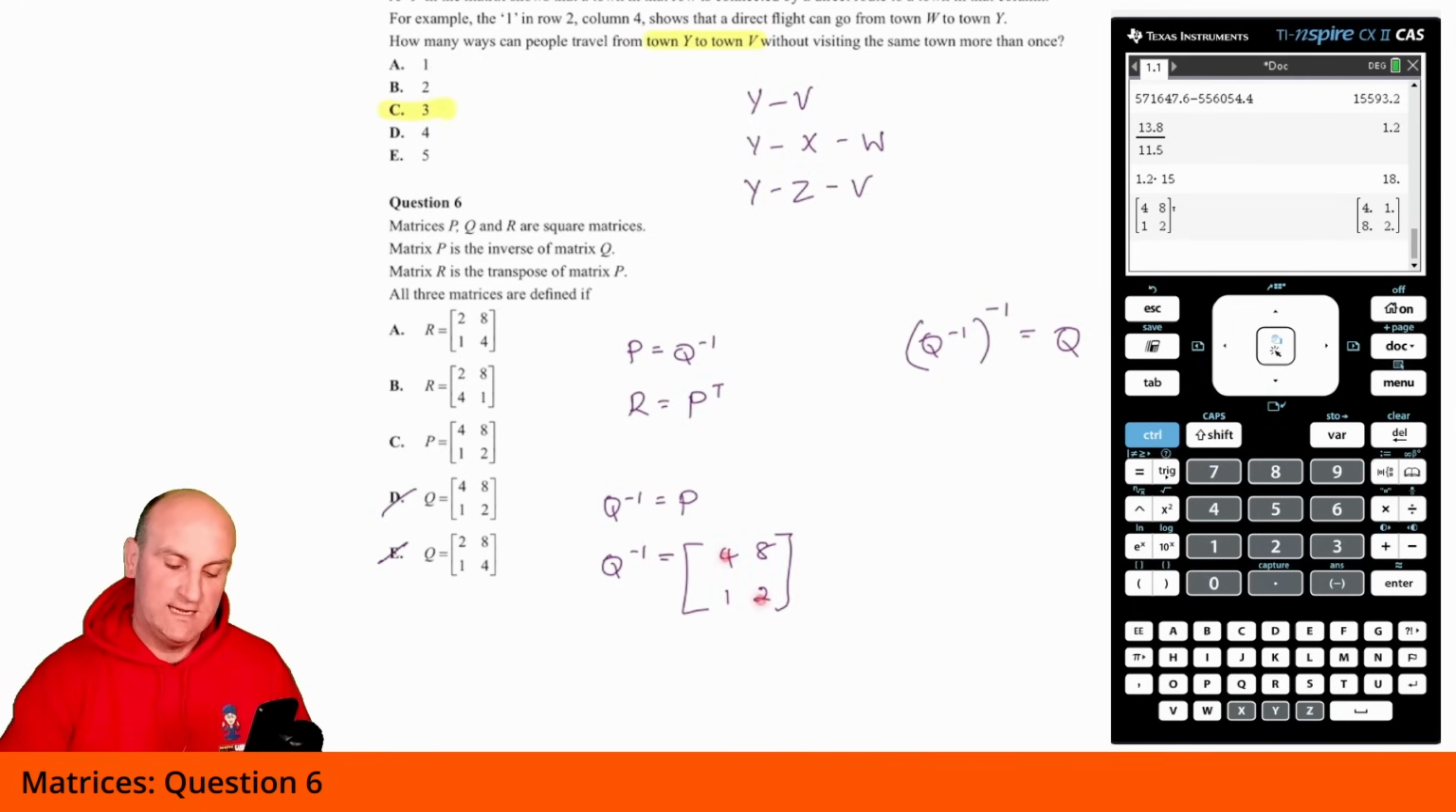Well, 4 times 2 is 8. 1 times 8 is 8. And again, nope, that doesn't work. Oh, shuck. So we're now down to A or B. Right, let's look at A then. Okay, so let's look at part A, and let's just see what happens there.